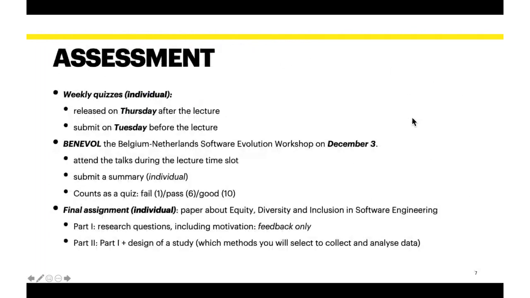So talking of the grading, the assessment will consist of essentially two parts. We will have weekly quizzes. Quizzes will be released on Thursday after the lecture, so around 10:30. And you should submit them on Tuesday before the lecture. So essentially you have almost the entire Thursday, Friday, Monday, and half of a Tuesday to answer those quizzes.